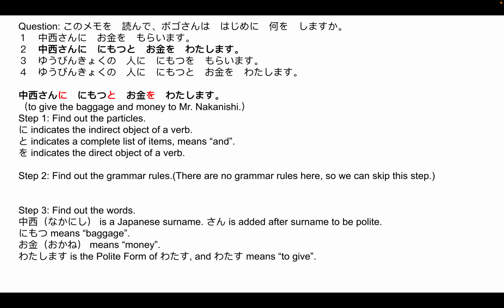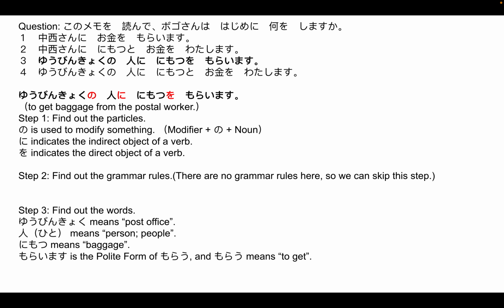Let's see step 3. Nakanishi is a Japanese surname. San is added after surname to be polite. Nimotsu means baggage. Okane means money. Watashimasu is a polite form of watasu, and watasu means to give.